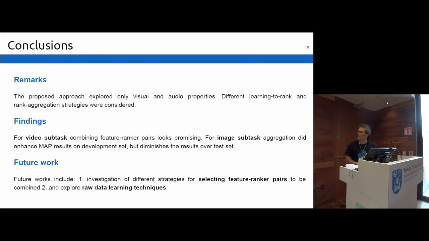Our remarks: I think for fusion, mainly on video, it was a good practice to try to mix all the information. But for image, we were surprised, and we are not sure if it's overfitting or maybe adding noise from the same source of information. As future work, I personally think about working on raw data learning techniques, like deep learning or neural networks, and maybe different strategies for selecting the feature ranker pairs.